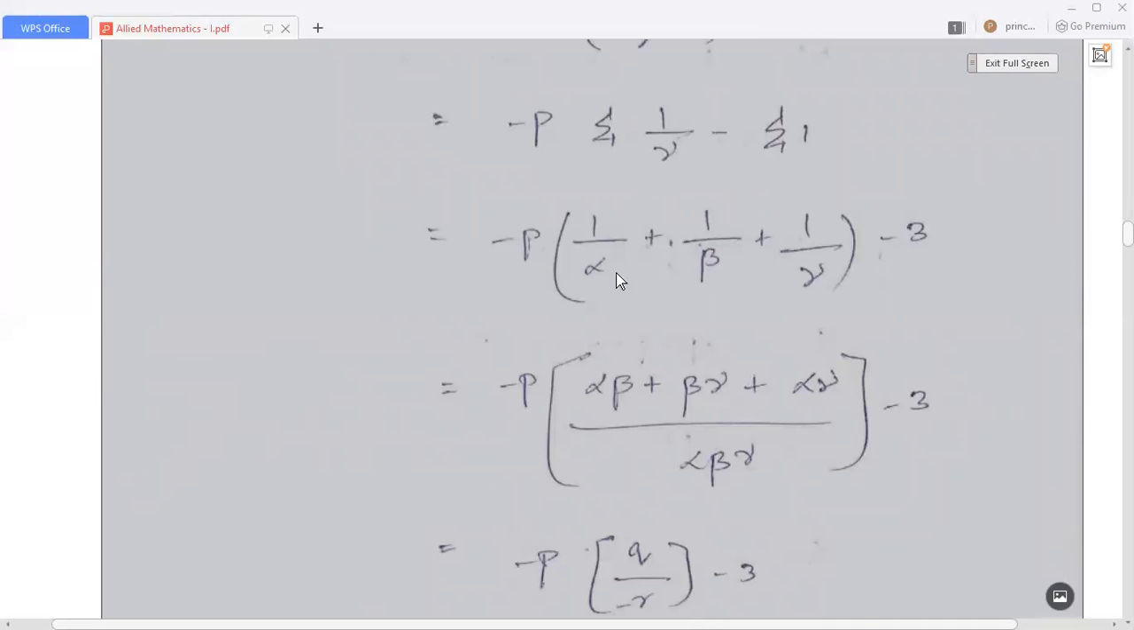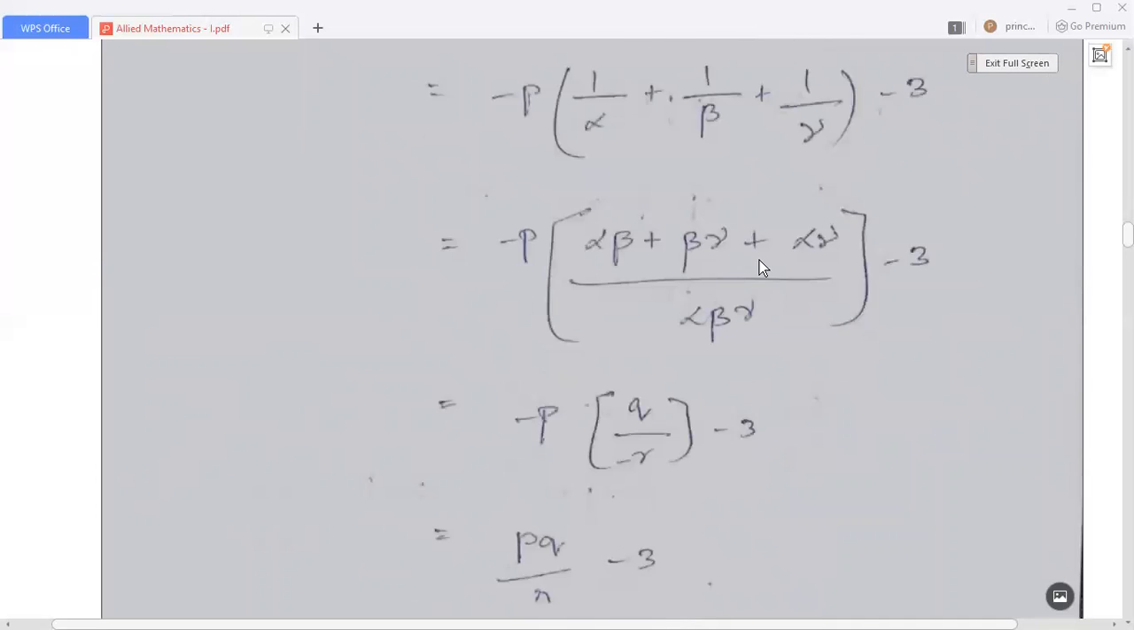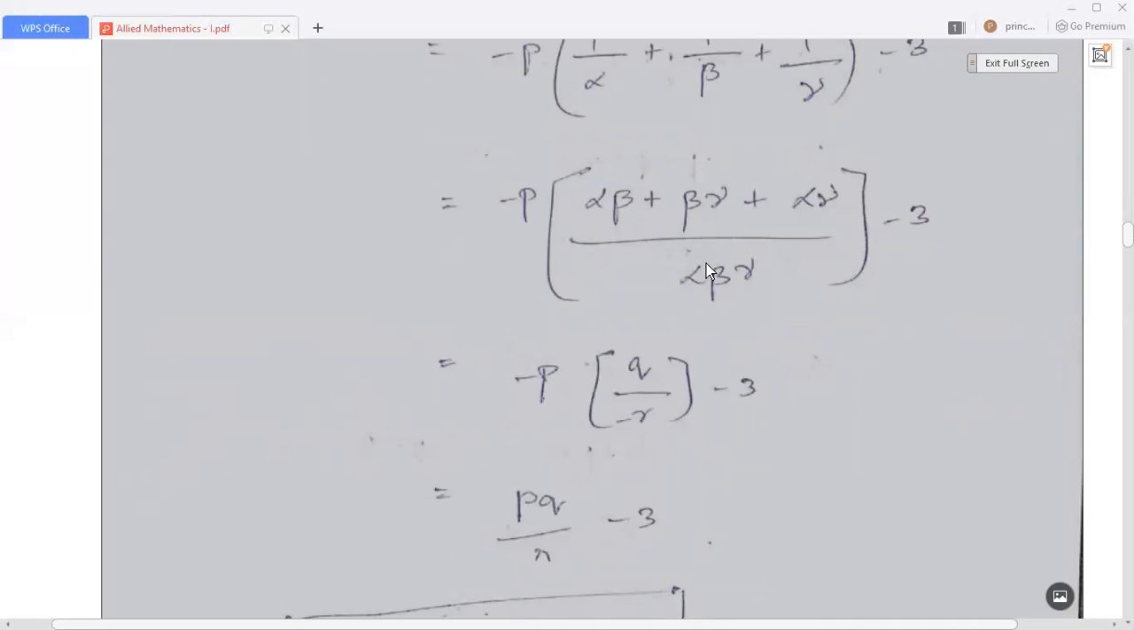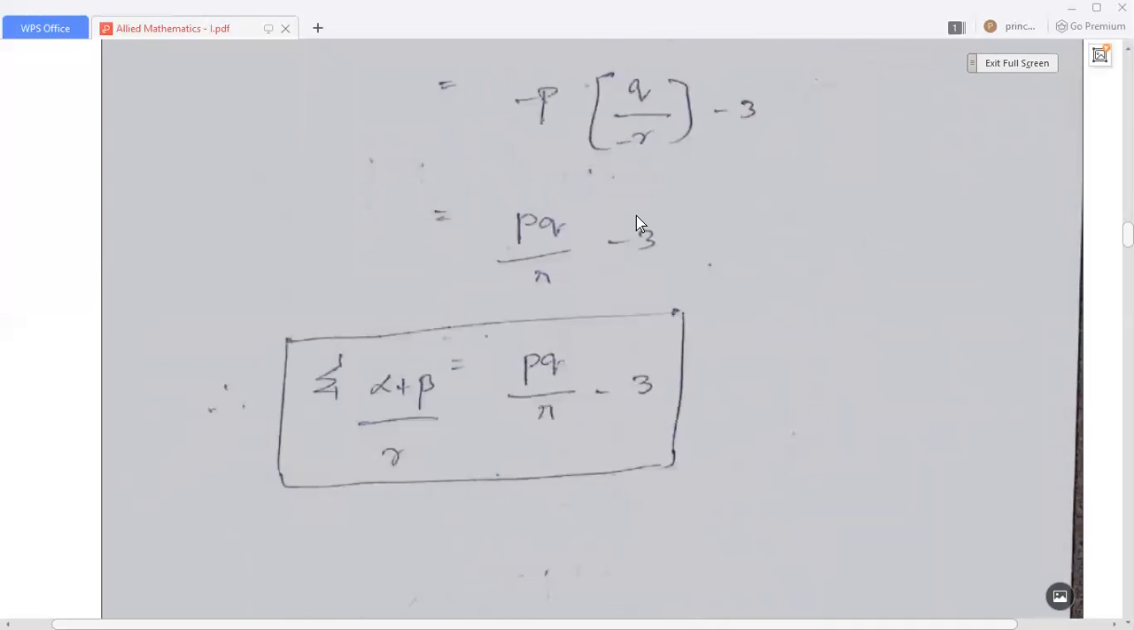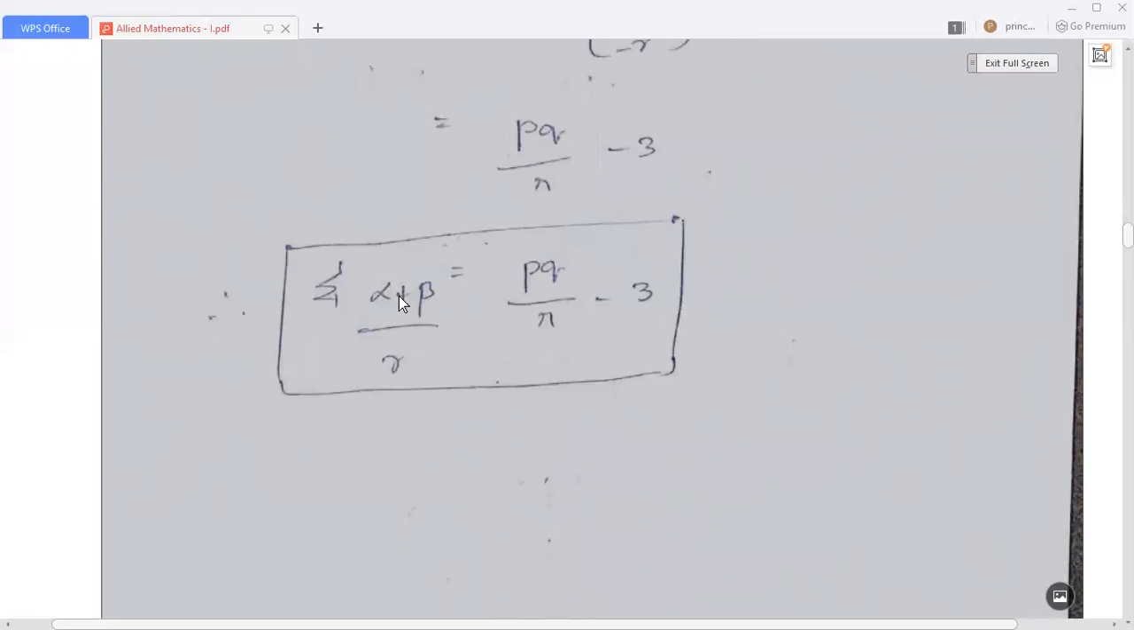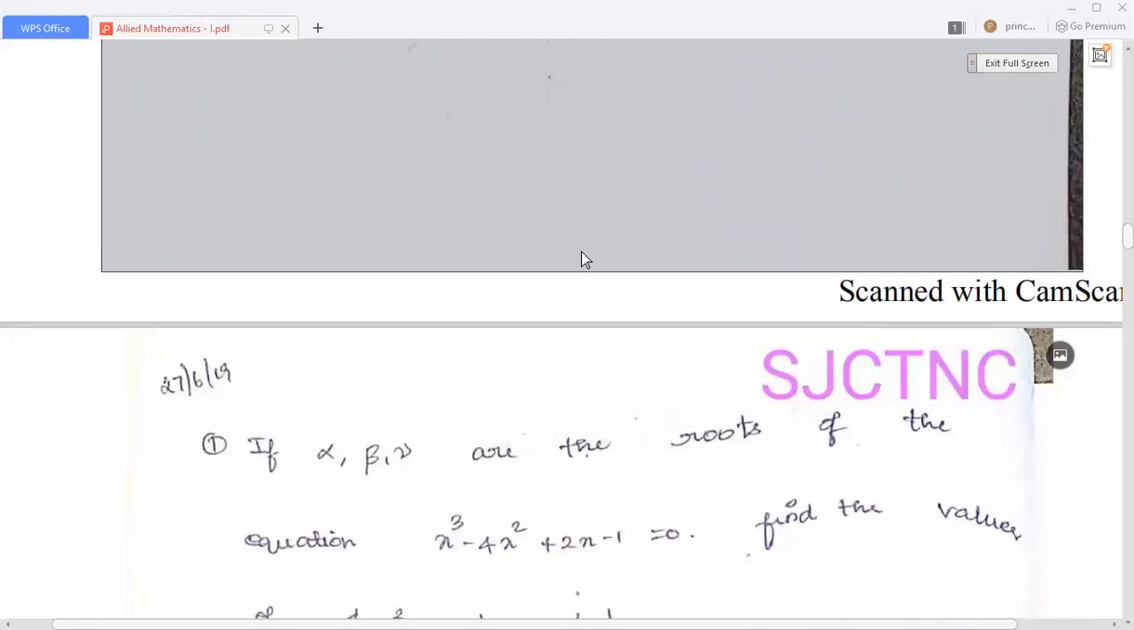Now we simplify this expression by taking LCM. That is (alpha beta plus beta gamma plus alpha gamma) by alpha beta gamma, minus 3. And substitute the available values. Then we get sigma (alpha plus beta) by gamma equal to pq by r minus 3. This completes the problem.